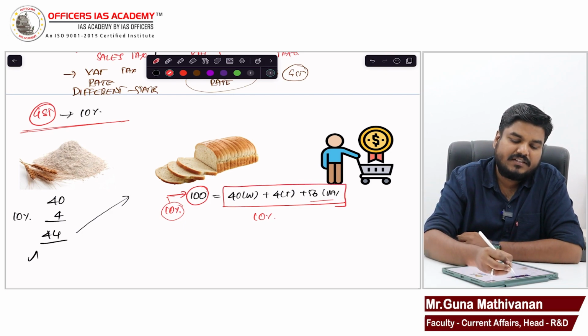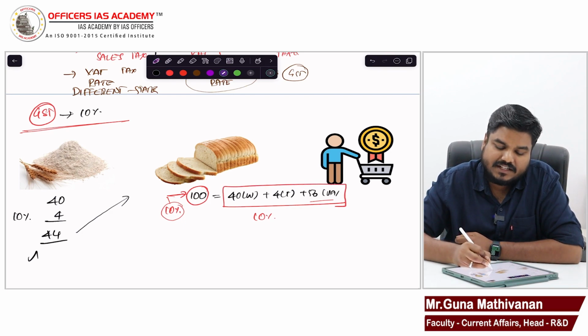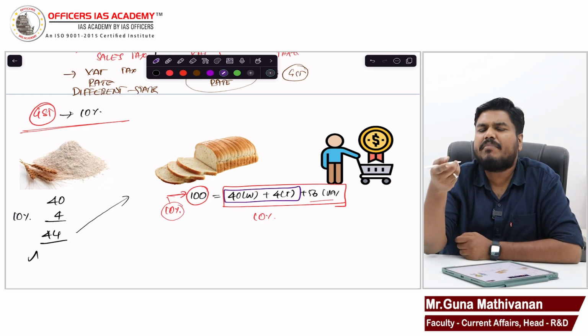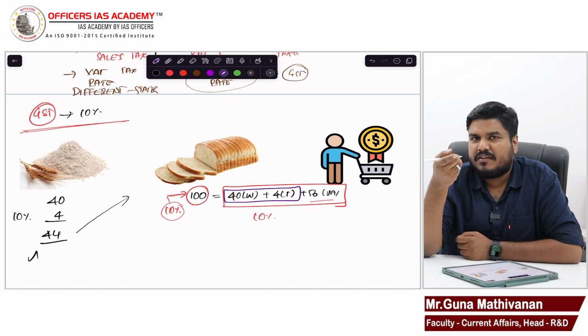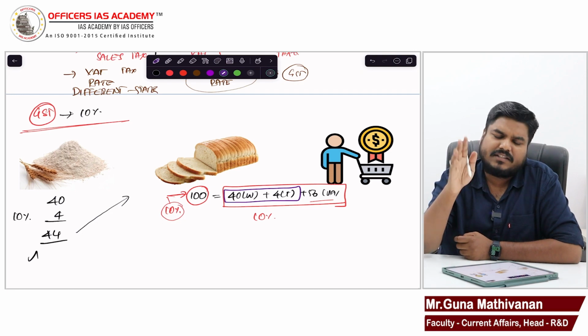Now you might ask, sir, will it not lead to double taxation? Because for wheat, we have already paid tax. That's okay.